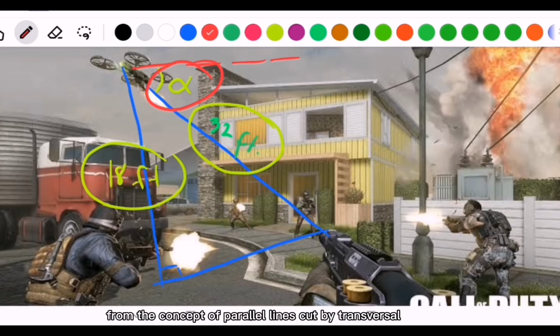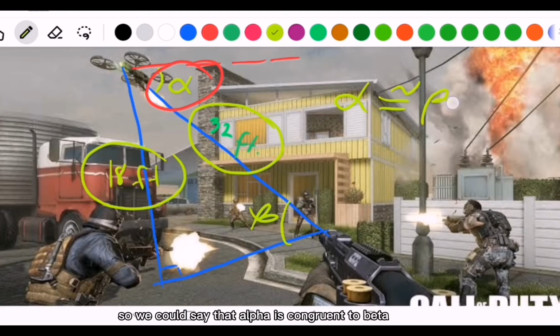From the concept of parallel lines cut by a transversal, as we can possibly recall, if two parallel lines are cut by a transversal, then the alternate interior angles are congruent. Therefore, we could say that angle alpha is congruent to angle beta because they are alternate interior angles.